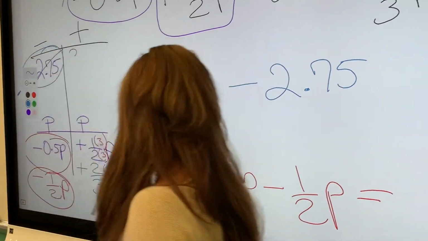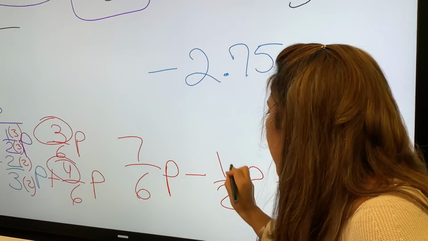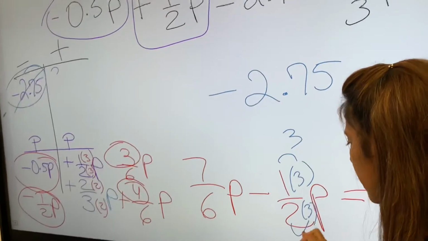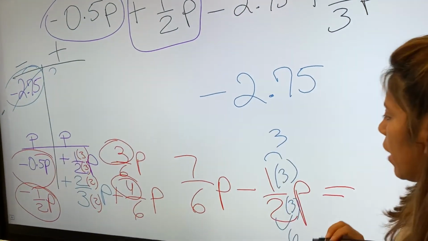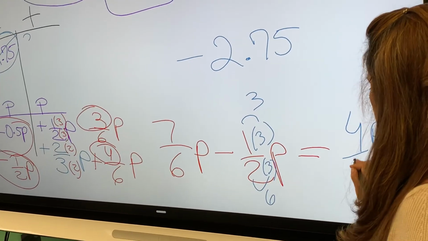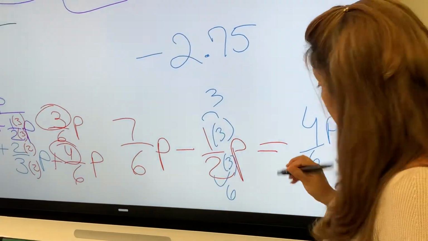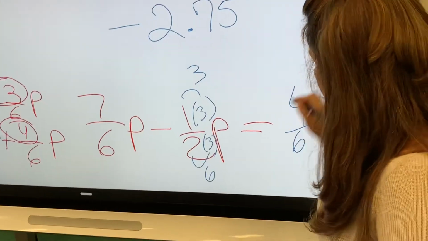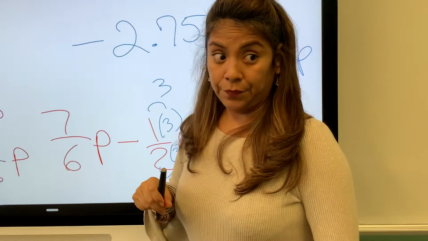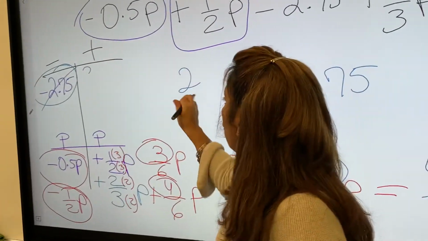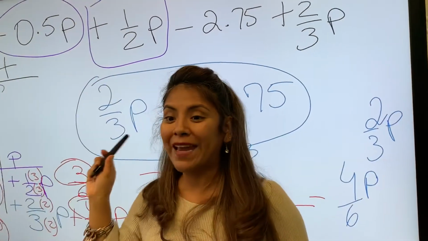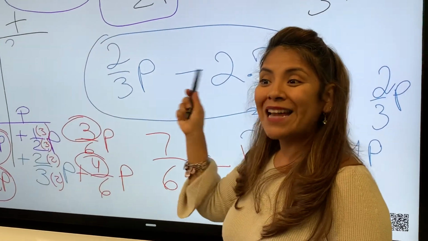And I'm going to change it, multiply this 2 times 3 and times 3. So this will give me equals to 3. And this will give me equals to 6. 7 minus 3 will give me equals to 4P over 6. And if I simplify this, I'm going to get 2/3 P. So I have now my 2/3 P. And this will be my final answer because I cannot combine these terms because they're not like terms.